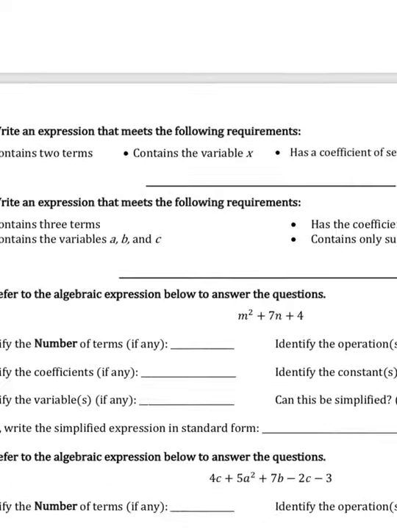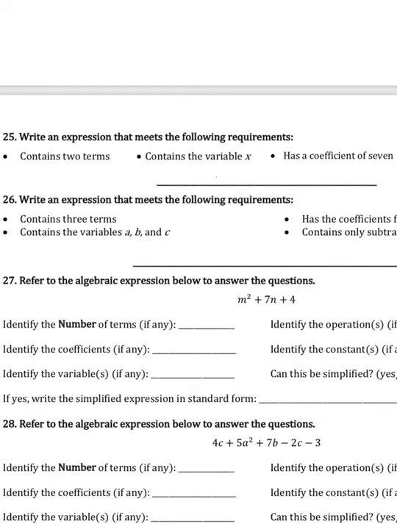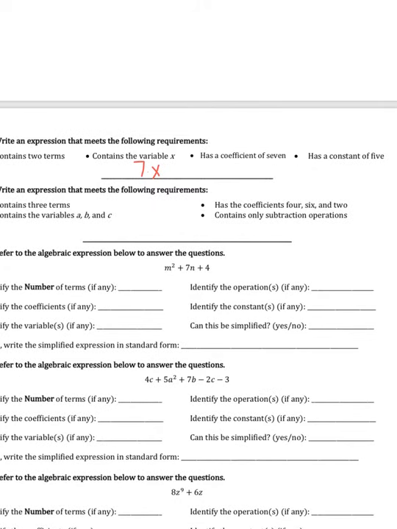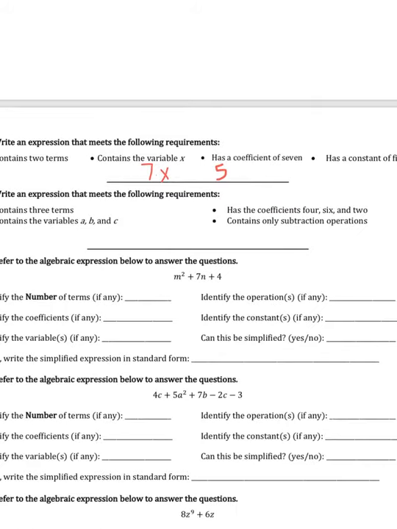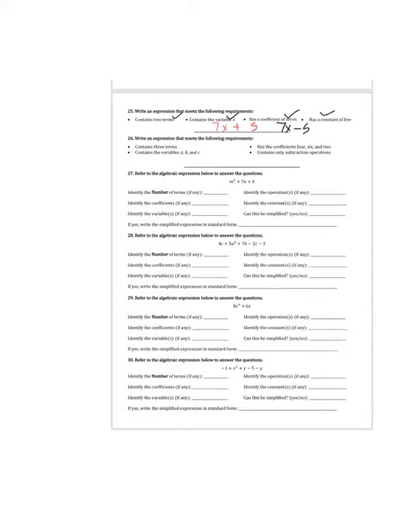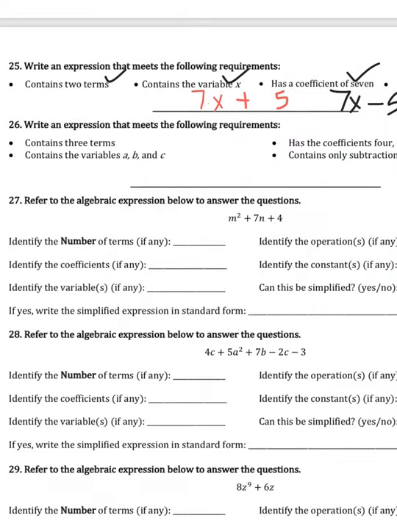Okay, here we go. Two terms, and has an x. So one, it's going to have a variable of x, has a coefficient of 7. There you go, 7x. That's one term. Has a constant of 5, so 5 is going to be by itself. And I have to write an expression, so I'm just going to put a plus there. That's it. Or I could write 7x minus 5. Either way, it has two terms, contains a variable x, has a coefficient of 7, and has a constant of 5. Good.